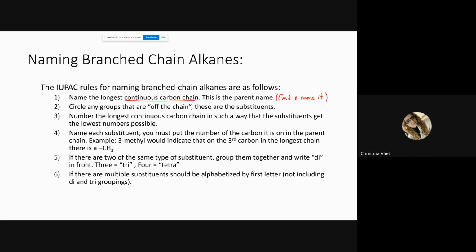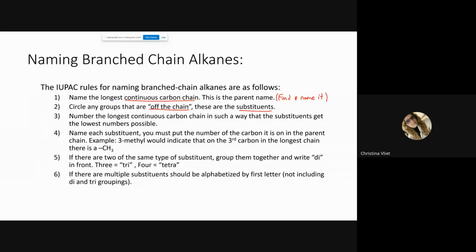You don't highlight here now, but when you get to the practice question, then you're going to circle. This is where we start using your colors when you get to practice questions. Circle any groups you find that are off the chain, that are not included in that longest continuous carbon chain. By groups, we mean any other carbons that aren't part of that main carbon chain. You're going to circle those. We call those substituents, and they're going to have to get named.